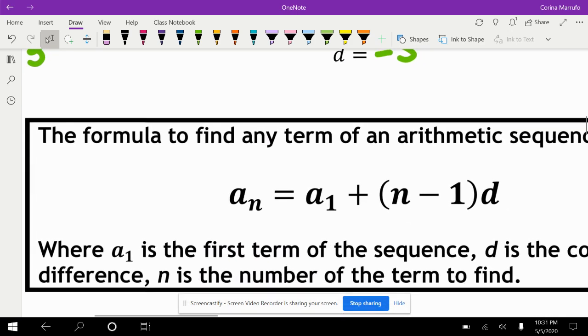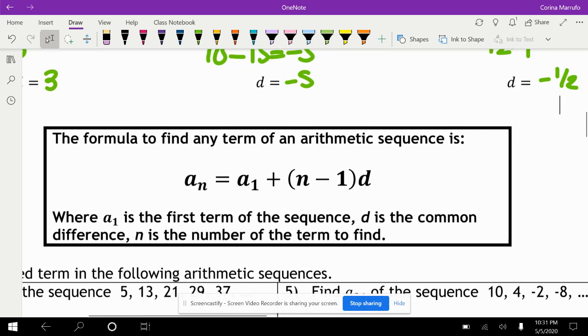Alrighty, so here it says the formula to find any term in an arithmetic sequence is a sub n equals a sub 1 plus n minus 1 times d. Okay, so that is a very intimidating formula at first. So D is a common difference. That's what we already know. We know D is a common difference. I don't want you guys to get super scared.